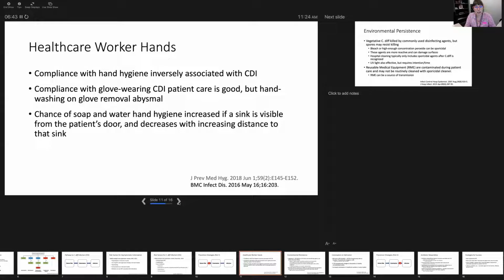And there's good data to show that observed compliance of people washing their hands before they enter and exit patient rooms is inversely associated with C. diff infection. Compliance with glove wearing in patients who require contact precautions typically is good when we observe these activities, but what we don't see, and what is an opportunity for improvement, is that whenever you remove gloves from your hands, you should be washing your hands at that time.